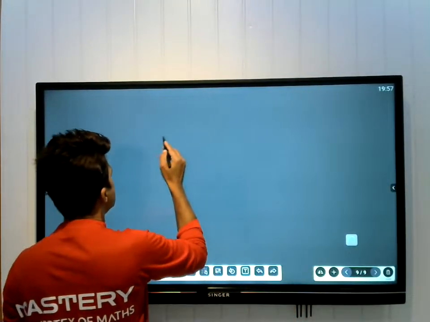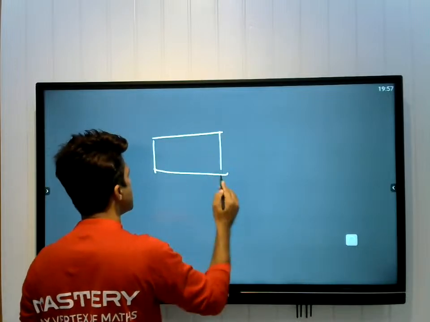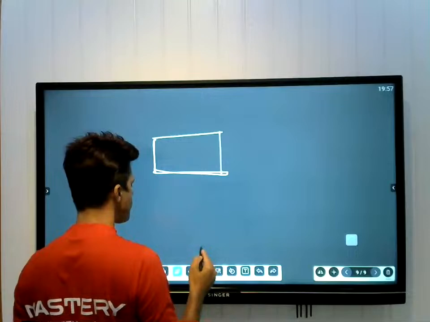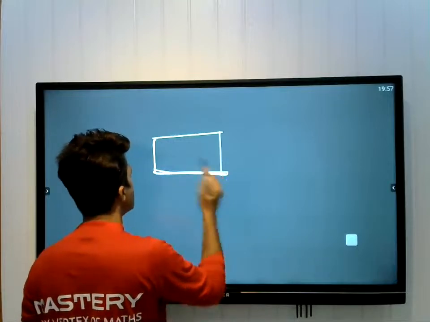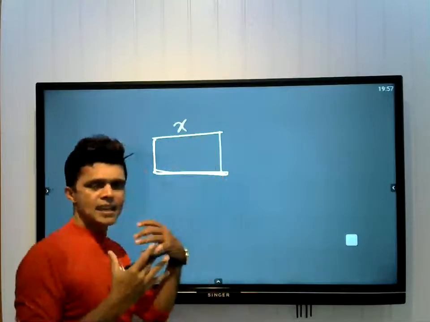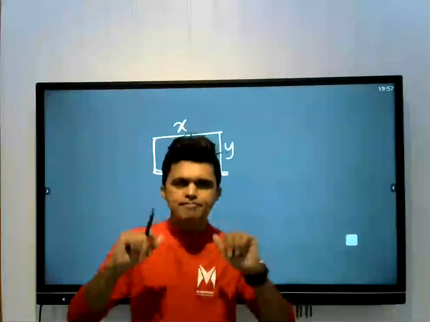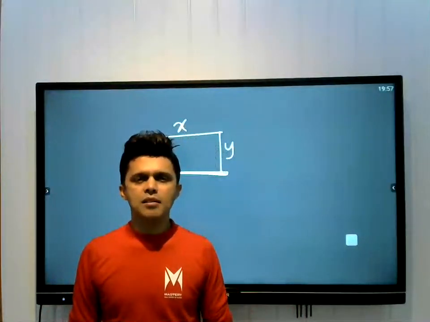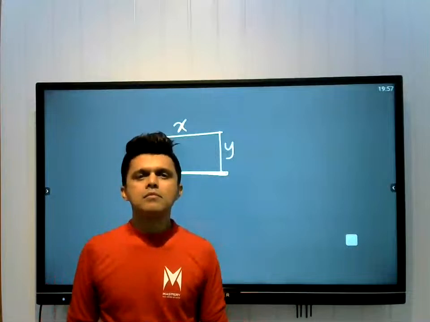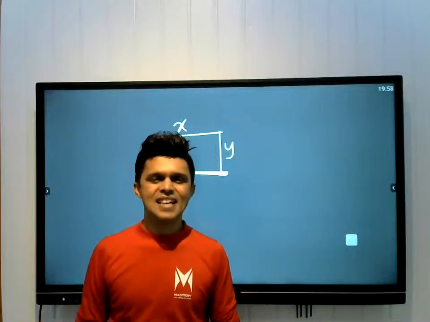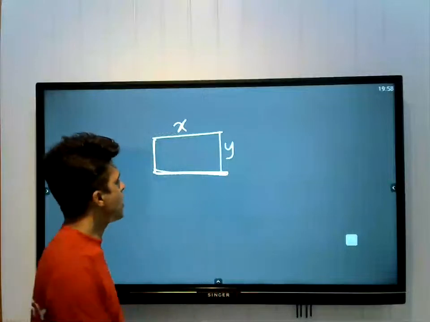Yes, our issue. Here is a rectangle. The length is x, the breadth is y. How can you calculate the perimeter of this rectangle in terms of x and y?